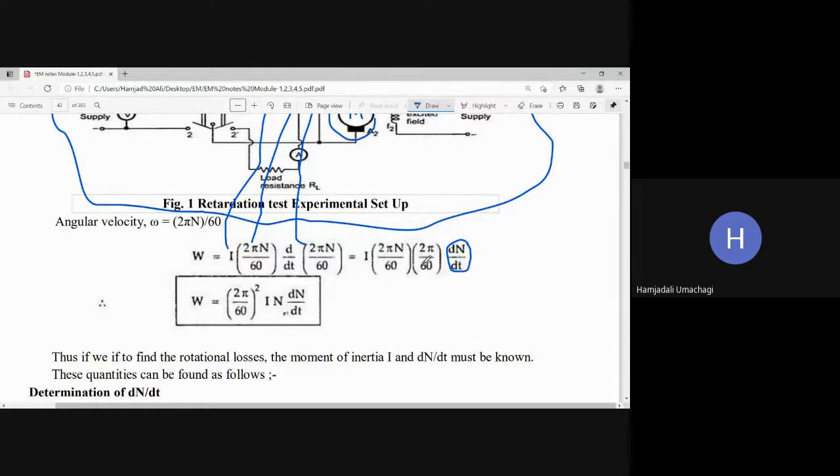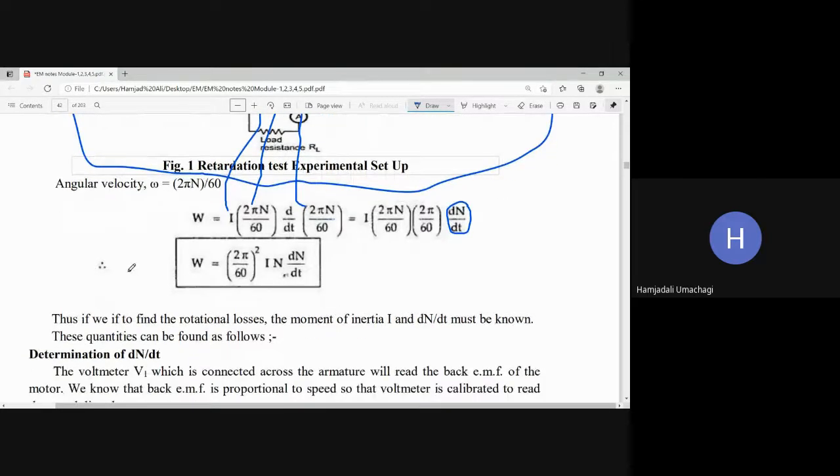2 pi by 60 whole square, 2 pi by 60 whole square. Then the remaining terms are I and N. I is the moment of inertia, and N is the speed of the motor, into dN by dt. So if I want to find out the stray loss, this 2 pi by 60 is constant. I you have to calculate, dN by dt you have to calculate, and N is known to you because this speed can be measured easily with the help of a tachometer. Right.